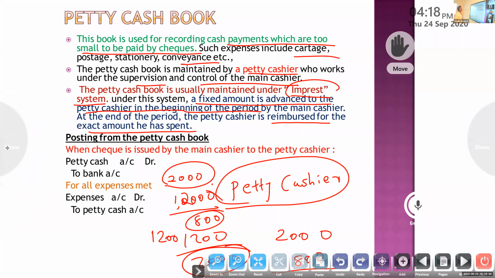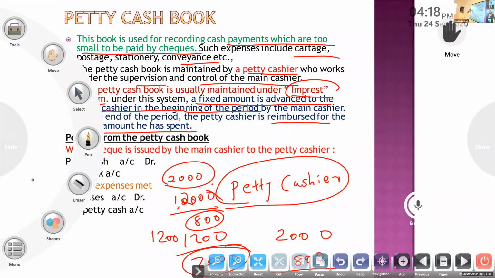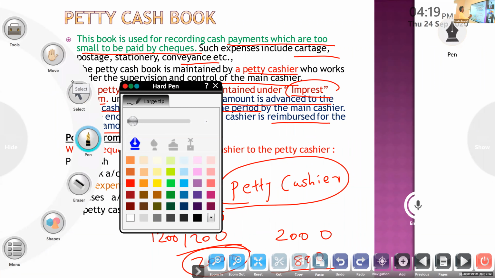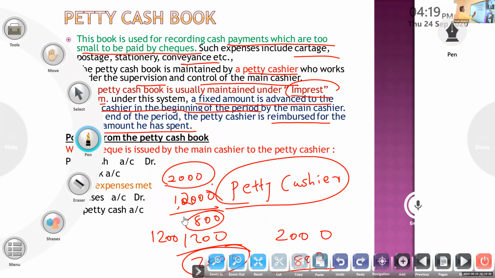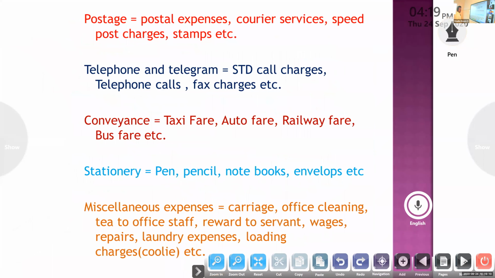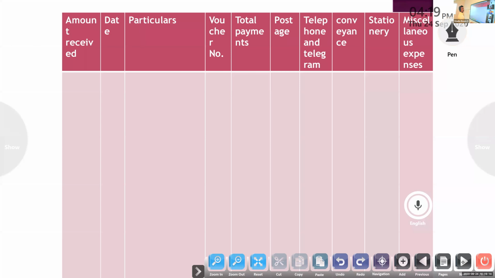Okay, so it is used for recording cash payments which are too small. Next, how to prepare the petty cash book. It is not like the double column cash book. Before preparing, these are the columns. Okay, fewer columns. Is it correct?